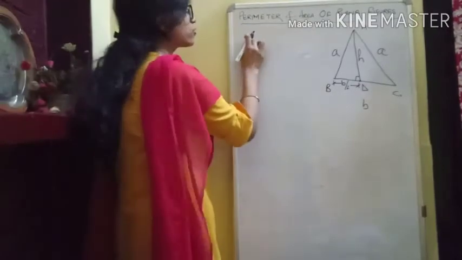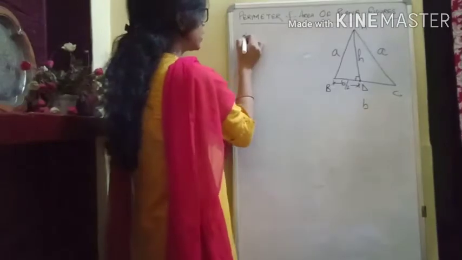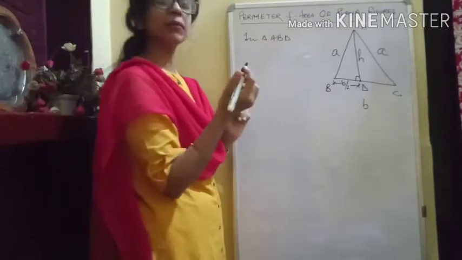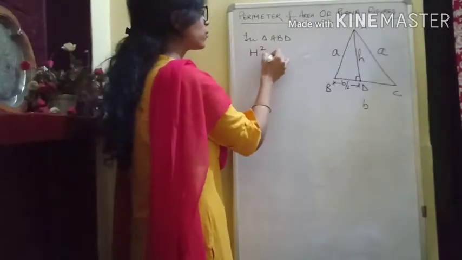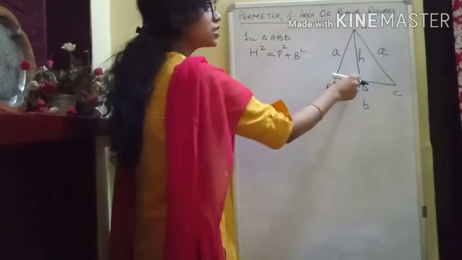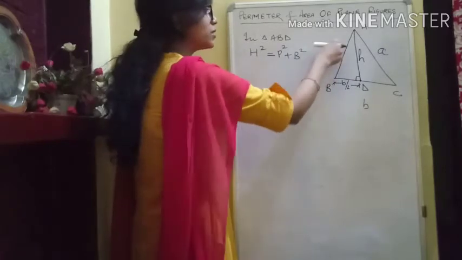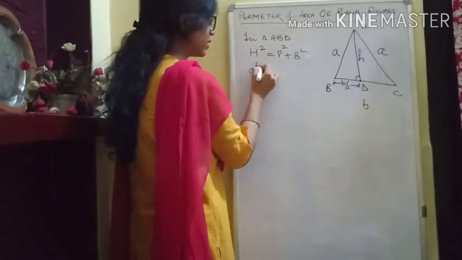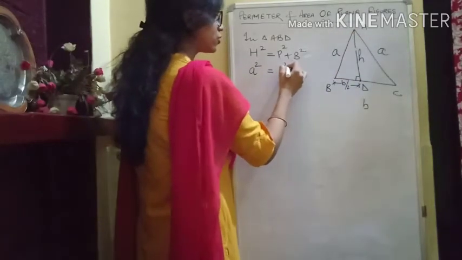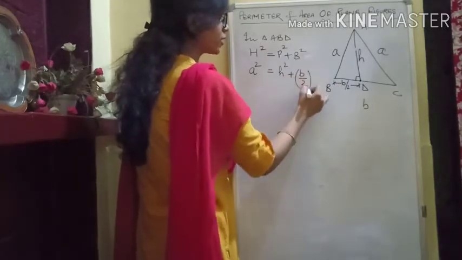What we do, we calculate the height using Pythagoras. Which triangle are we taking? ABD. In triangle ABD, we are applying Pythagoras. Pythagoras says hypotenuse square equals perpendicular square plus base square. Since this is a 90 degree, any side in front of 90 degree will be your hypotenuse. That means this is your hypotenuse, which will be a square. Perpendicular is this, which we have taken as h, and then square, and base is b by 2. So it will be b by 2 and we have to square it.